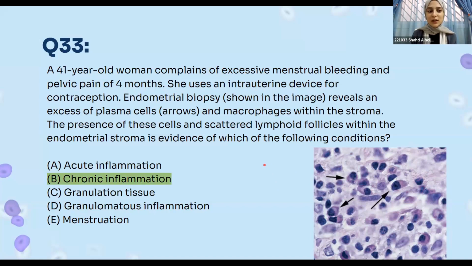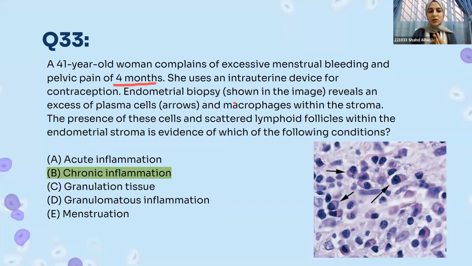We have many clues in the case. First being the 4 months, so it's a long period, so it can't be acute. It has to be something prolonged. And we don't see granulation tissue. Granulation tissue, basically you'll see blood vessels forming and so on. In this case, there was nothing mentioned about that. Granulomatous inflammation, as we said, involves the giant cells and so on. And in this case, we don't have any giant cells.